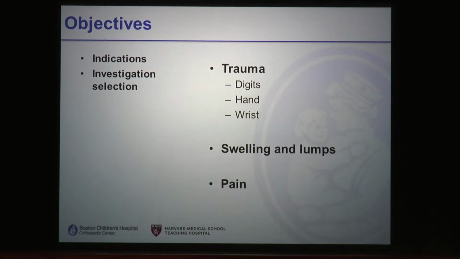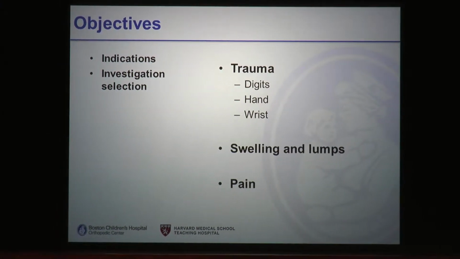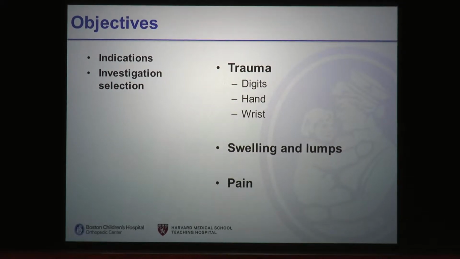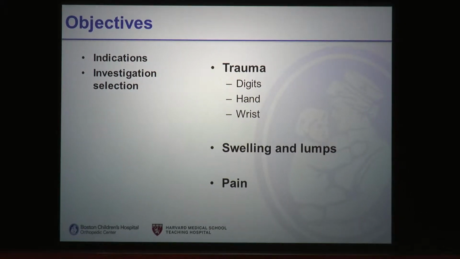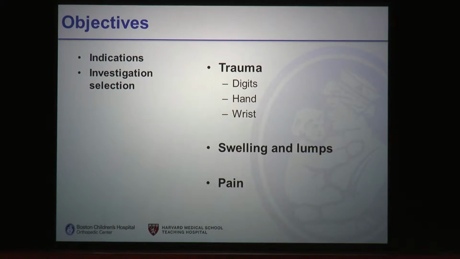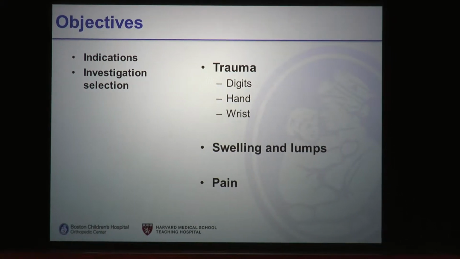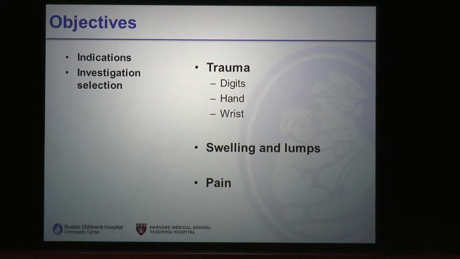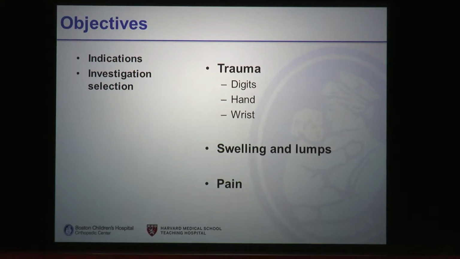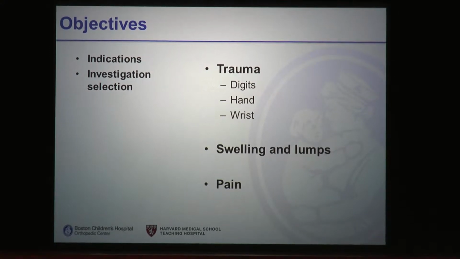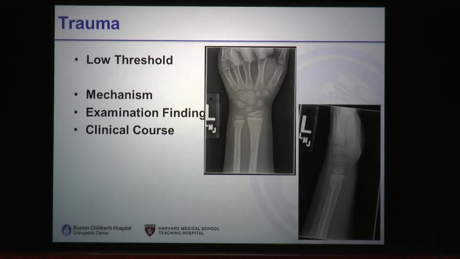In my talk, I'll cover the indications, selecting an appropriate investigation. I'm going to mainly focus on trauma because that's probably the biggest number of patients that you'll see presenting with hand and wrist problems. We'll cover the digits, hand in general, and wrist. We'll briefly go over some swellings and lumps because they're also quite common, and then that difficult teenager that presents with wrist pain. What should we do with them?